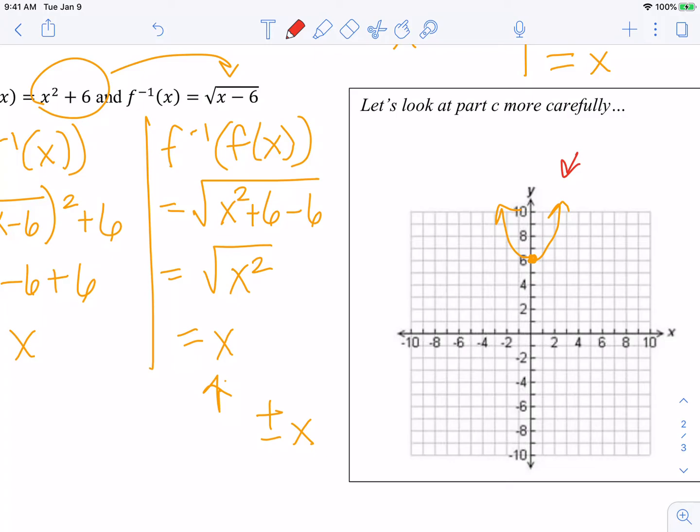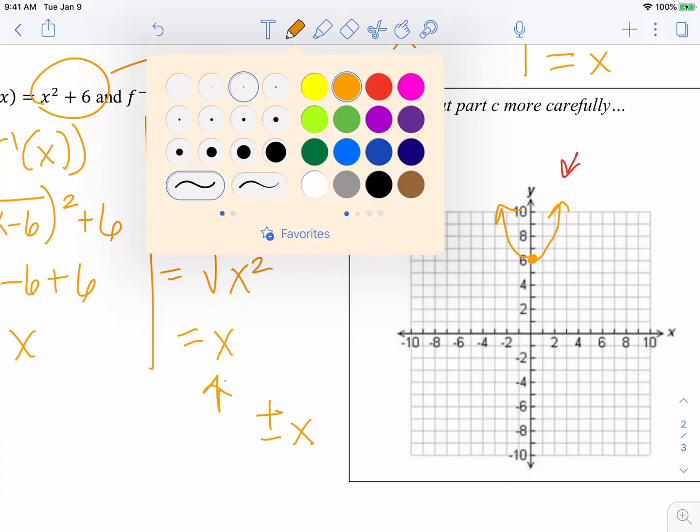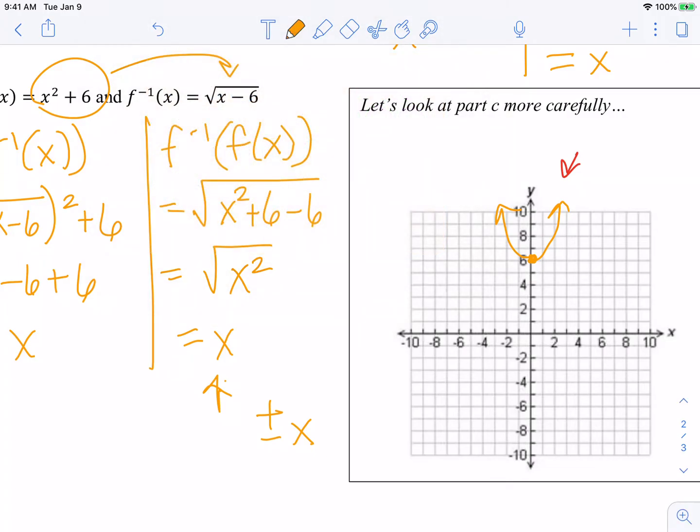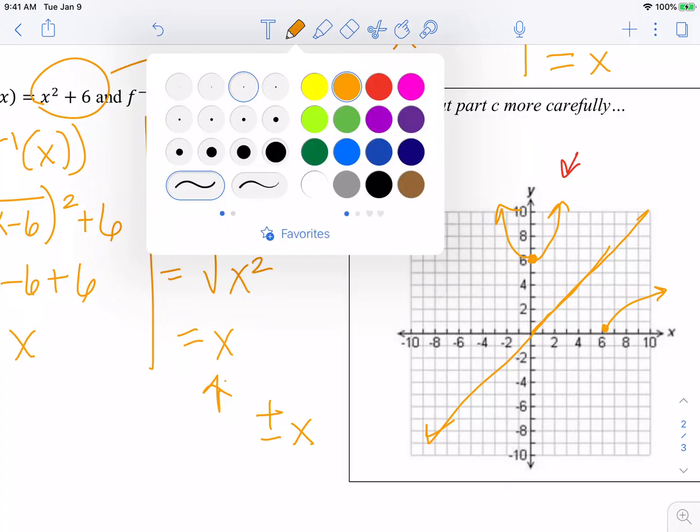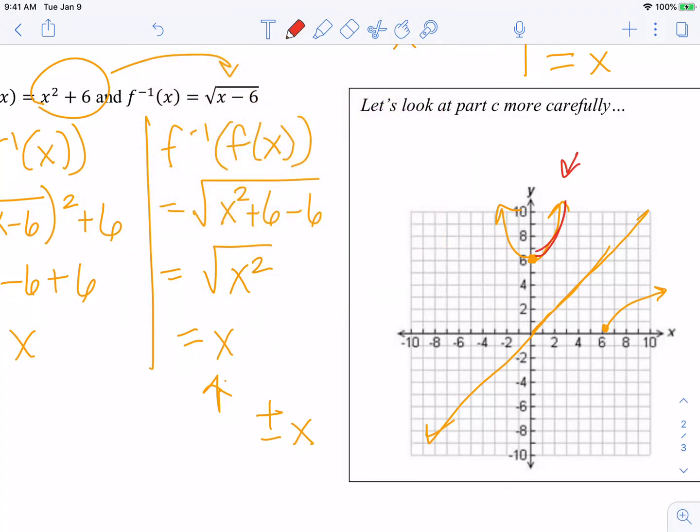So I'm going to sketch this next function here, the inverse, and that was the square root of x minus 6, so it's like this. Okay, so just imagine here's the line of reflection. And you could notice that it's really this right part, the increasing interval, that is the function.